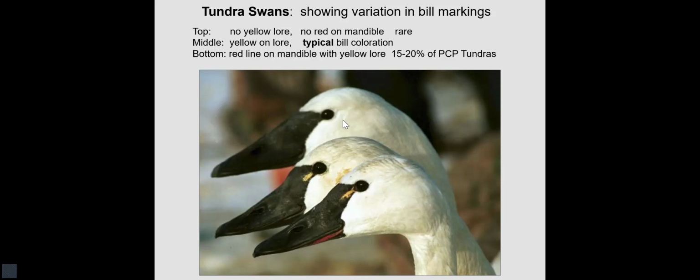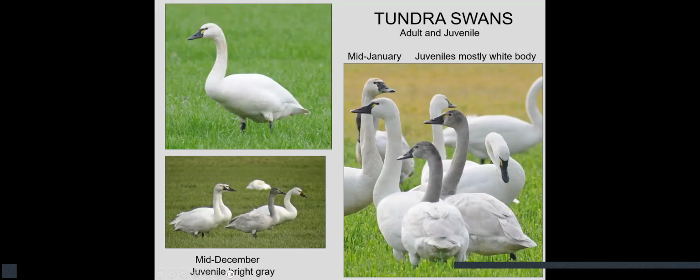The top bird has no yellow and no red, but one of the key characteristics here is the eye is distinct from the bill, as it is in all three of these birds. And the back line has that line coming down, and then it drops straight down. And it has a bit of a curve here in the bill. So these are all tundra swans.